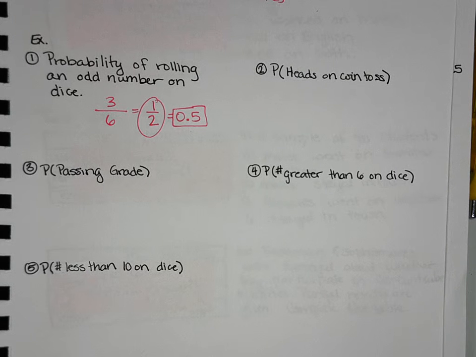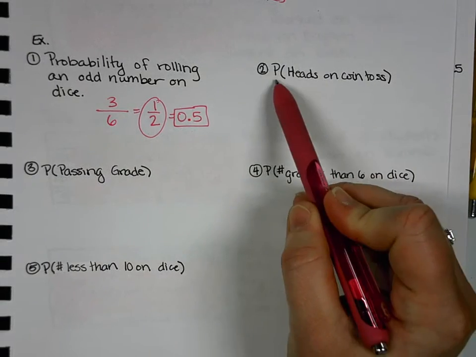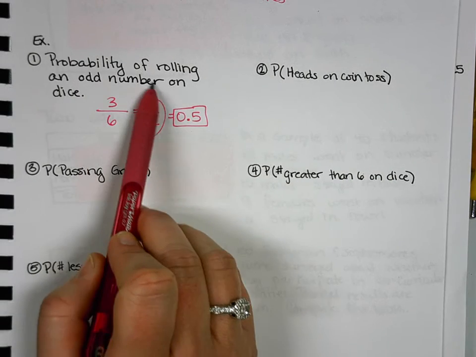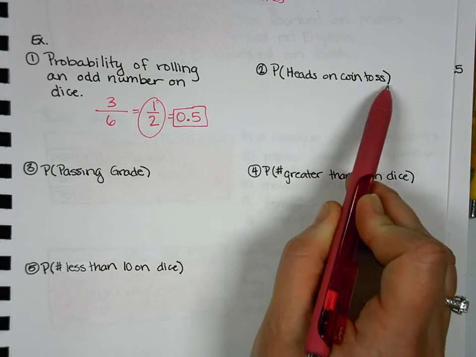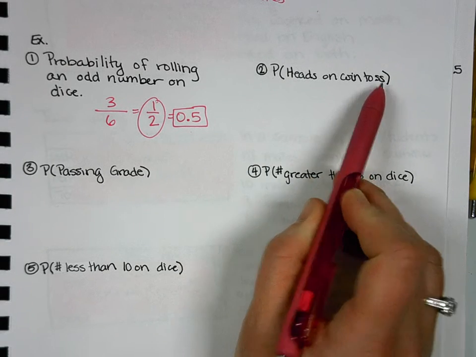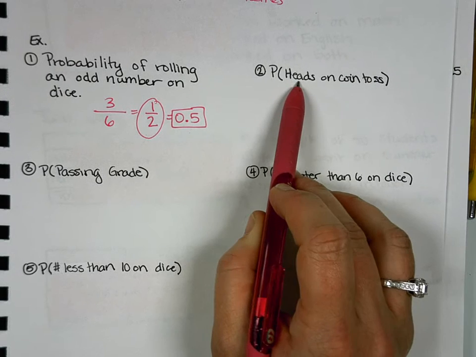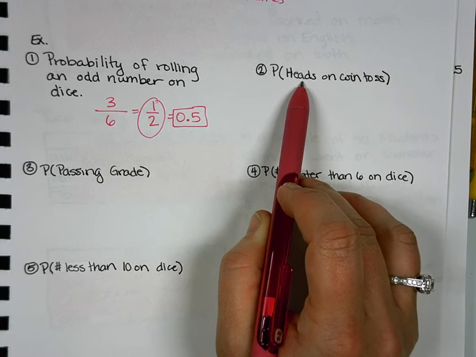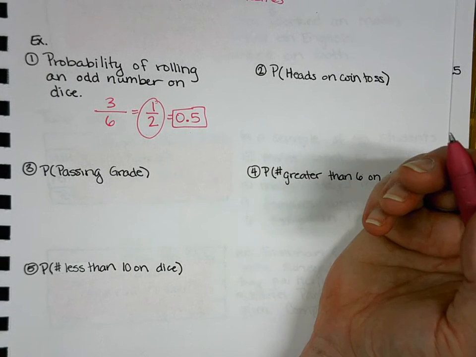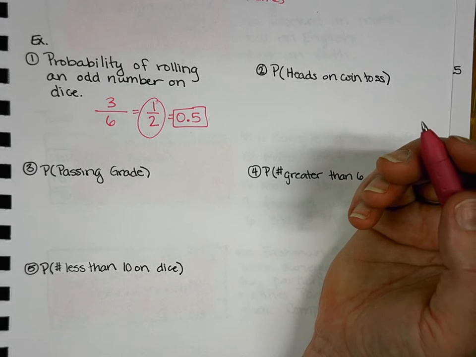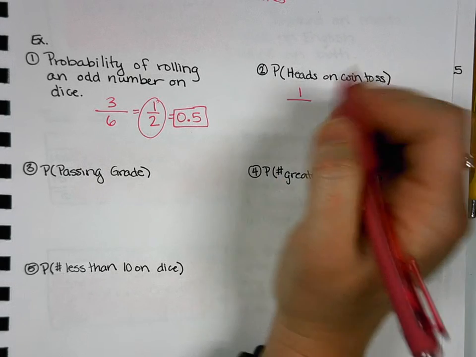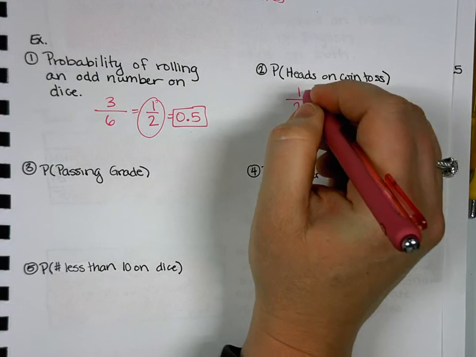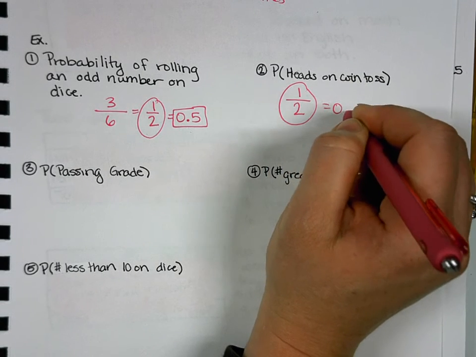What about the probability of heads on a coin toss? Rather than writing out all of our words like this, sometimes you'll just see a P and then in parentheses is what you're looking for. So what's the probability of heads on a coin toss? How many ways can you get a heads? 1. How many total things could you get when you flip a coin? So 1/2. And again, if you want, you can write that as 0.5.